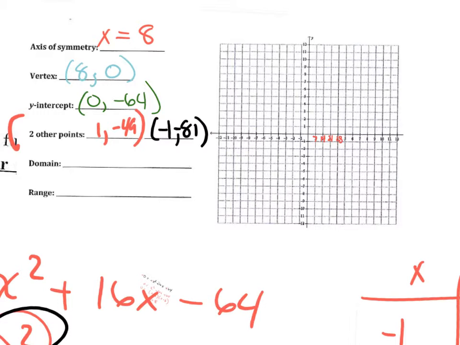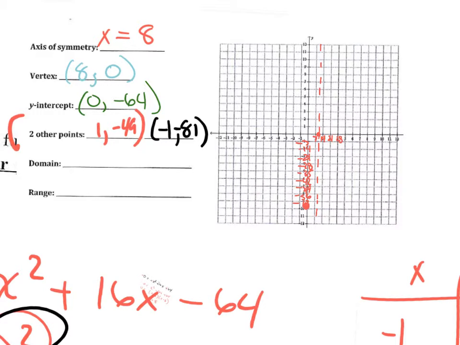28. So 8 comma 0 would be right here. The axis of symmetry x equals 8 would be this one. The y-intercept is 0 comma negative 64, so 7 times 2 is 14, times 3 is 21, times 4 is 28, times 5 is 35, times 6 is 42, times 7, 49, times 8 is 56, times 9 is 63. Oh, 64 is right here.